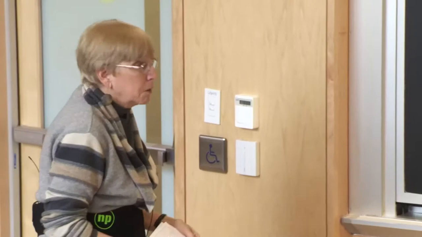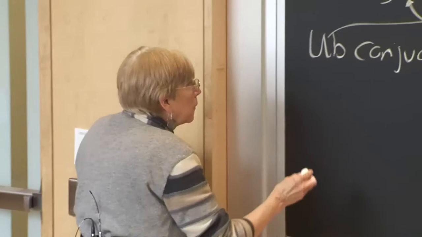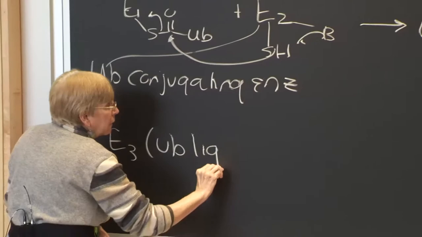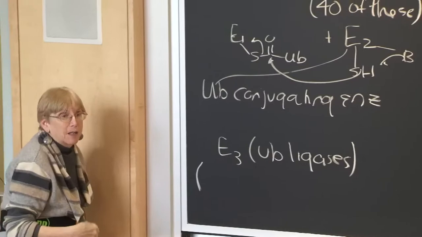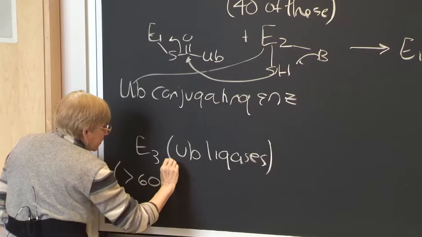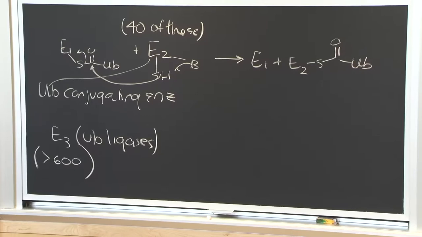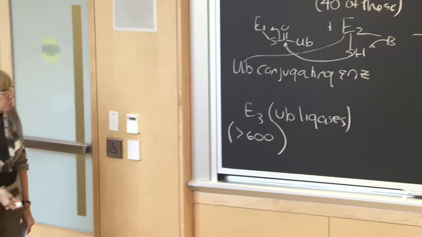Okay, and so E3s are the ubiquitin ligases. And the latest paper I read, they keep finding new ones, but there are greater than 600 of these guys. Okay, so even there, since more proteins are targeted for degradation than 600, E3s are going to be used multiple times. And E3s are able to form protein complexes.